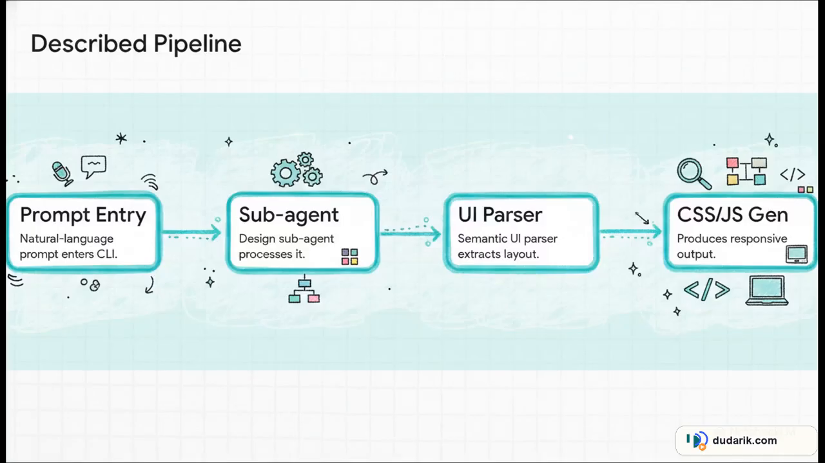So according to their README, this thing works like magic in an ambitious 4-step pipeline. First, you drop a simple natural language prompt into your Claude Code CLI. Second, a specialized design subagent jumps in, processing the prompt with structured reasoning chains. Third, a semantic UI parser goes to work ripping out the layout intent and exact color values. And finally, a CSS and JS generator spits out your responsive design, totally ready to export to static HTML, React, or Vue. I mean, it sounds like a dream workflow, doesn't it?